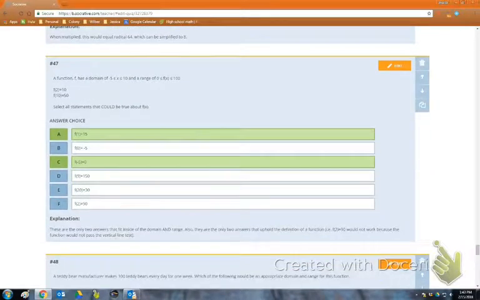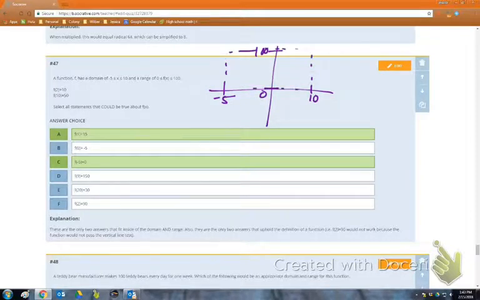We talked about this one in class, but if you were not in class, then maybe you did not get a chance to see it, so let's talk about it really quick together. It says a function has domain from negative 5 to 10. So if I plot negative 5 to 10, and it says it has a range from 0 to 100, anything that's inside of this dotted area would be good to go.